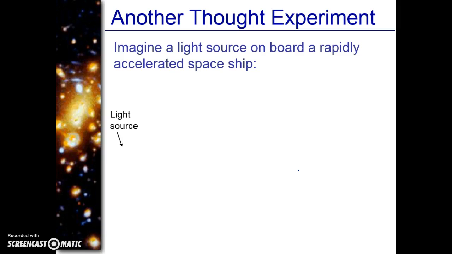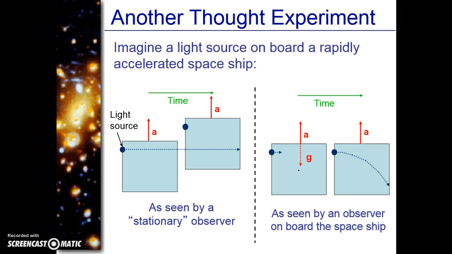All right, so imagine this light source is on board a rapidly accelerating spaceship. If you're staying still on the outside and you see this light source, you'll be able to see that the light source has actually moved, and it looks like the light is staying straight.